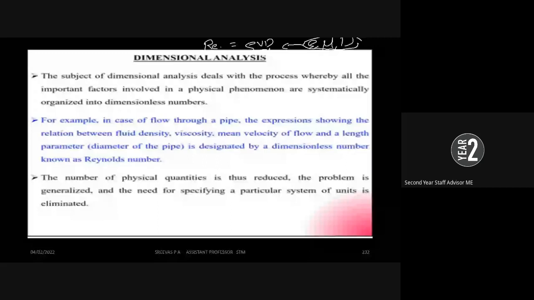So what is its advantage? That is discussed in the third point. The number of physical quantities is thus reduced. If you consider pipe flow, the physical quantities are density, velocity, diameter, and dynamic viscosity. Instead of this, you can represent them by the Reynolds number. That means the number of physical quantities is reduced. So what is the advantage? The problem will be somewhat simpler. The problem is generalized and the need of specifying a particular system of units is eliminated.